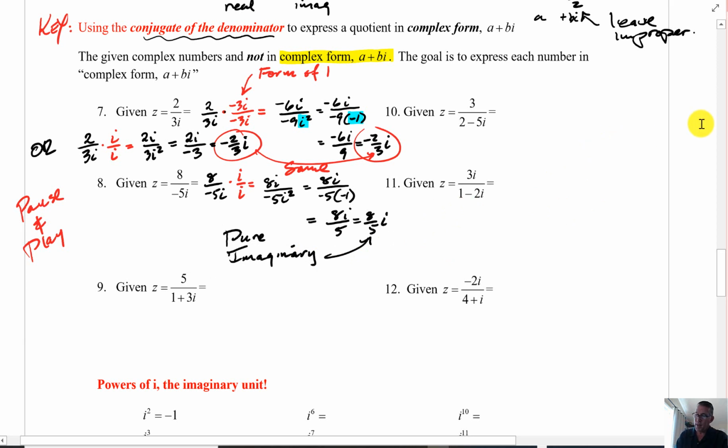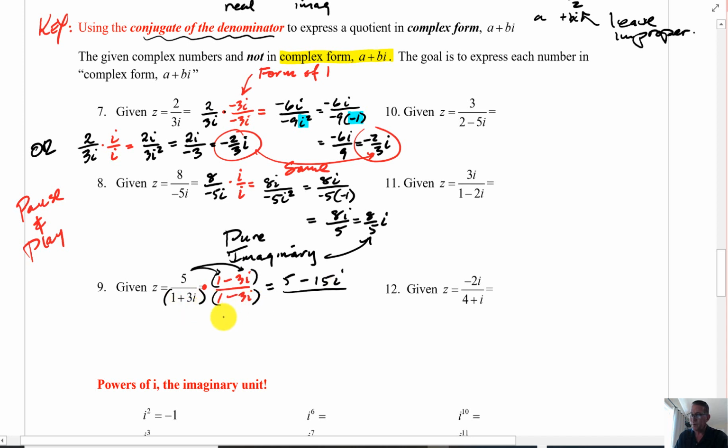All right. The conjugate of 1 plus 3i is 1 minus 3i. So I'm going to multiply this by 1 minus 3i up top, and then 1 minus 3i down below. And I'll put parentheses around everything because these are now binomials. So distribute through up top. So 5 times 1 and then 5 times the minus 3i. So I get 5 minus 15i up top.